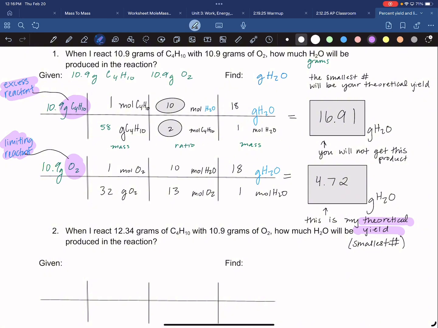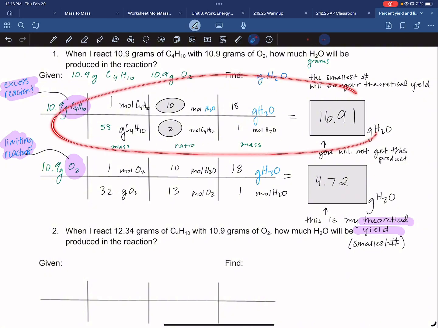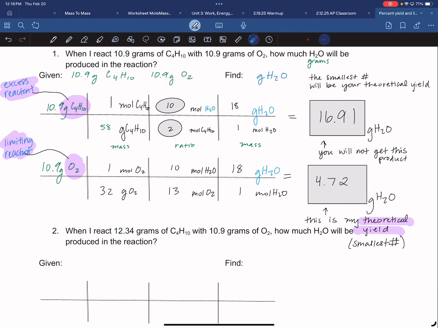It looks daunting because, yes, you do have to do 2 T-charts, but read the question carefully. I structured it in a way that it shouldn't take too long. Number 2 says, when I react 12.34 grams of C4H10 with 10.9 grams of O2, how many grams of water will be found? When we're looking at these two, I forgot to do this in the very beginning, but we're looking at these two.